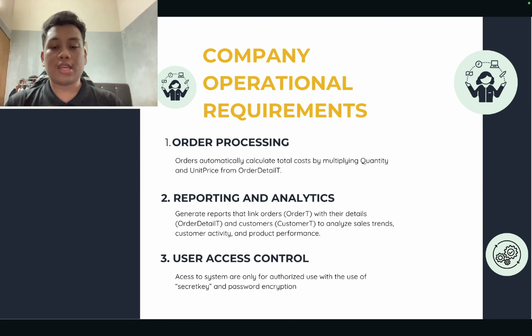The second one is reporting and analytics. In this system, we provide 2 reports, which are the quotations and the sales report. The third one is user access control. As I said before, only authorized users are able to use this system because of the use of the secret key and also the password encryption using a hash code for better security.